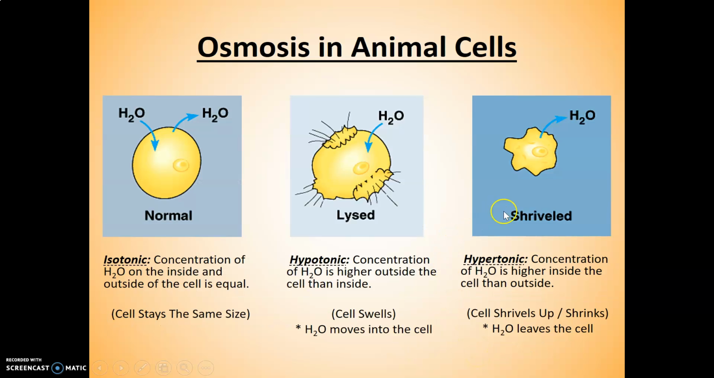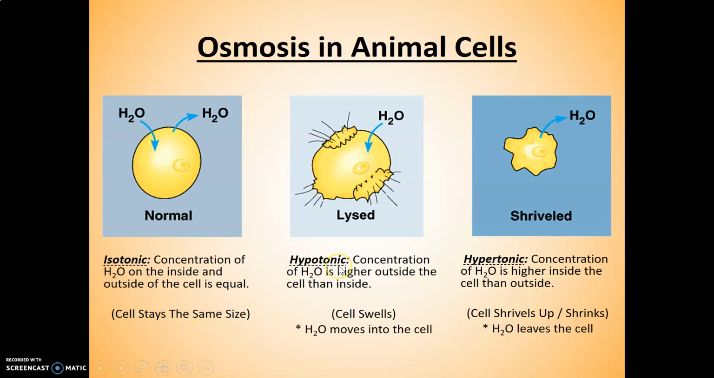So looking at osmosis in animal cells, you have three types of movement of water. First one right here is isotonic, where you have a concentration of water on the inside and outside of the cell that is equal. So what's going to happen here is water is going to be moving in and out of the cell fluidly. Okay, and the cell will stay the same size in this situation.